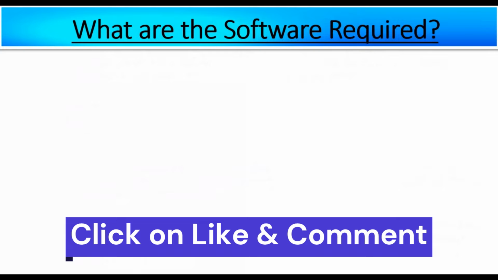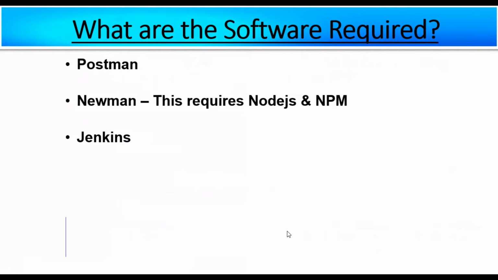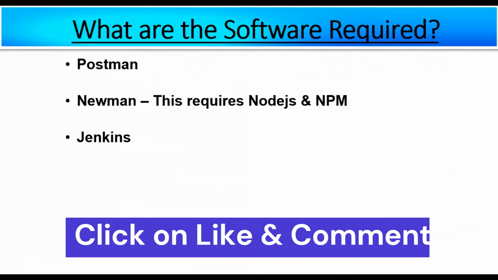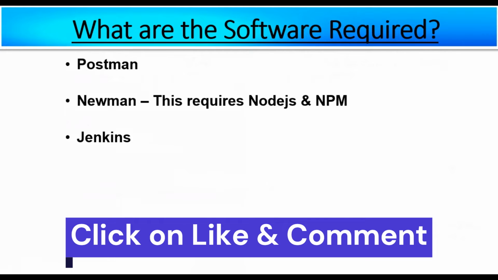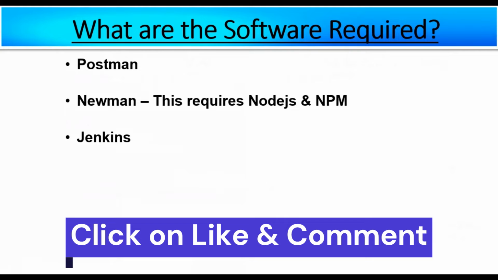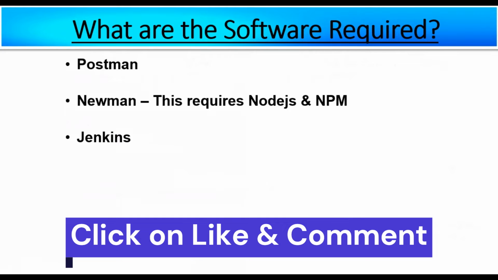So now let's discuss what are the softwares required for this entire course. Firstly, we need the Postman. Then the second software is Newman. Why we need Newman is when we are executing our API requests and tests from the command prompt. Newman is developed by using the Node.js. So that's the reason you will have to install the Node.js also.